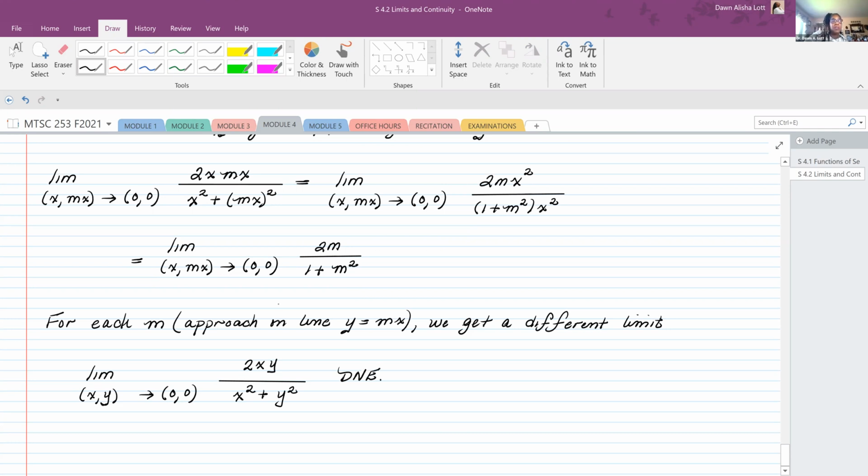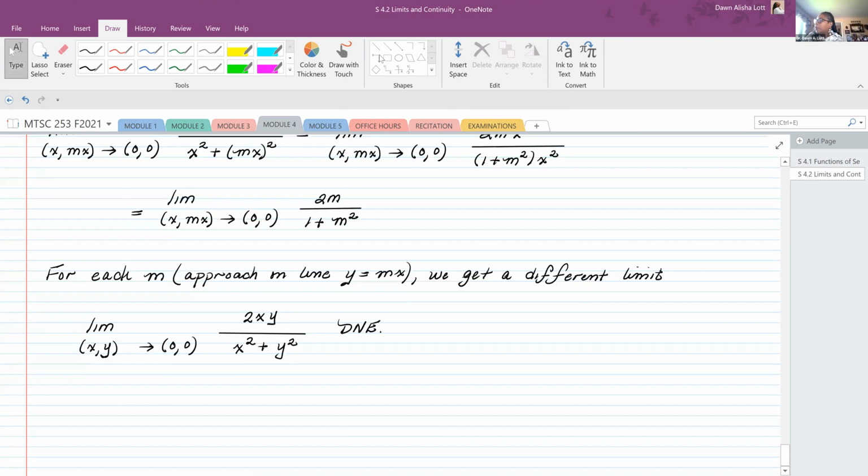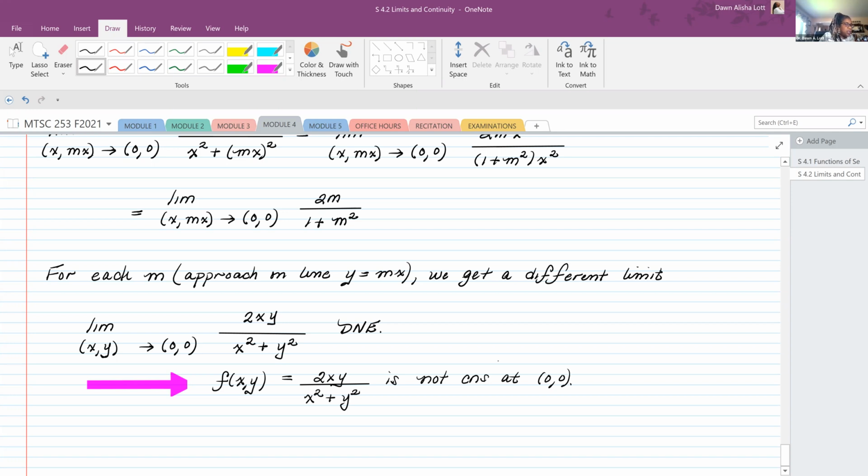And since the limit does not exist, that means the function f of xy equal to 2xy over x squared plus y squared is not continuous at the point 0, 0. So if it's not continuous at one point, we can't say that it's continuous everywhere.